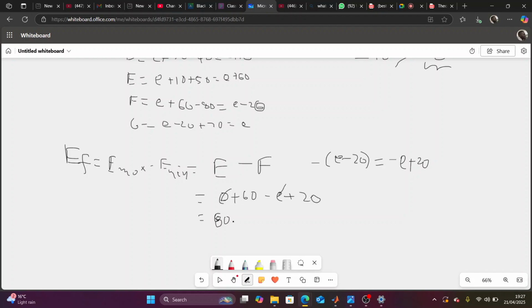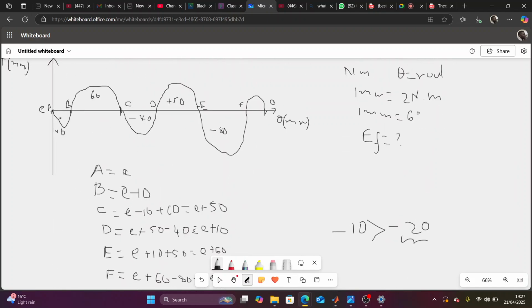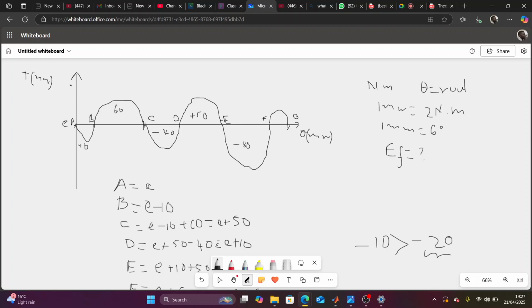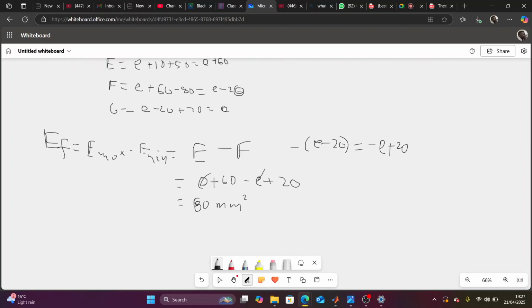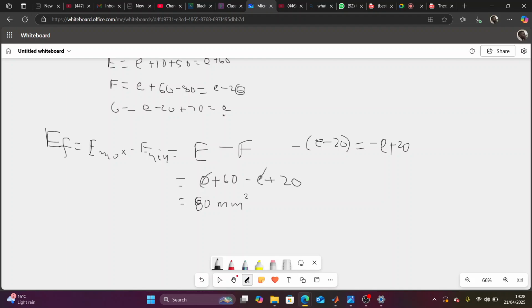What is the unit here? The unit of this energy here is 80 millimeter square. Why is it millimeter square? Because this energy is fluctuating along the torque and theta. But what are the units of theta and torque? It is millimeter. Do you see it? But what do you know about energy? What's the unit of energy? It's joules, right?